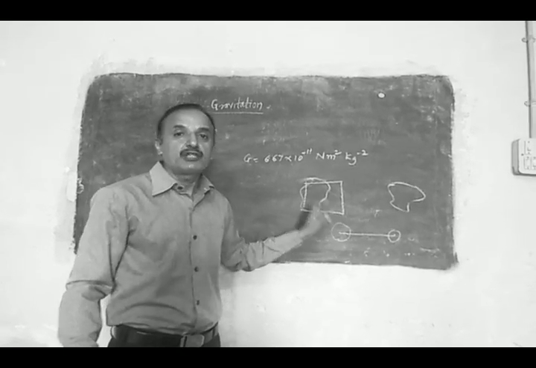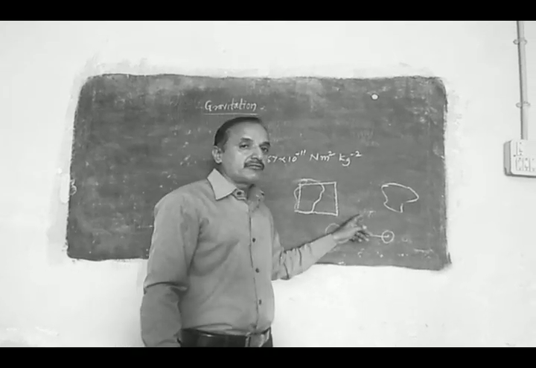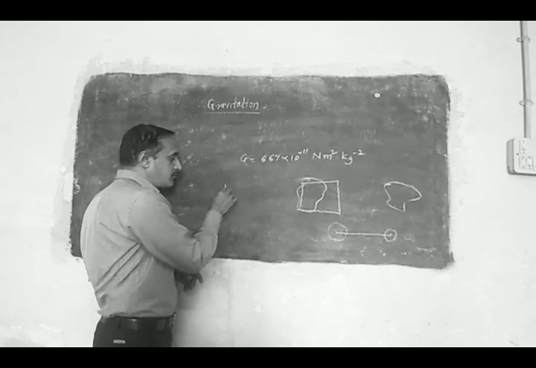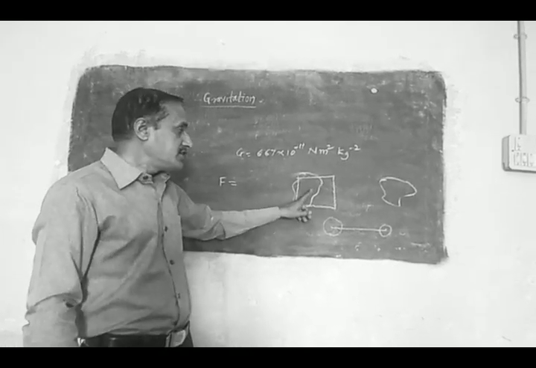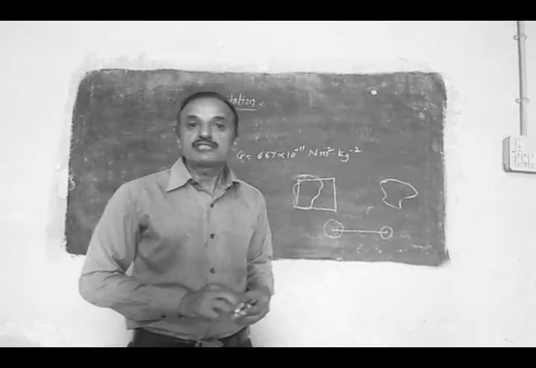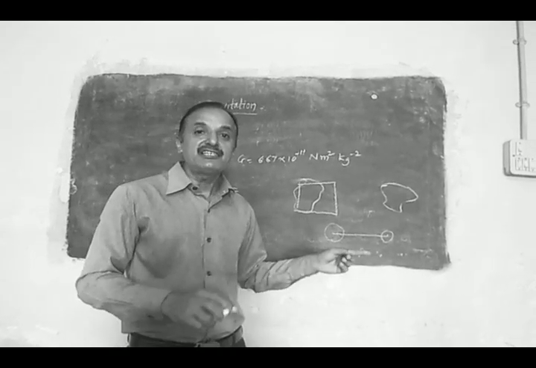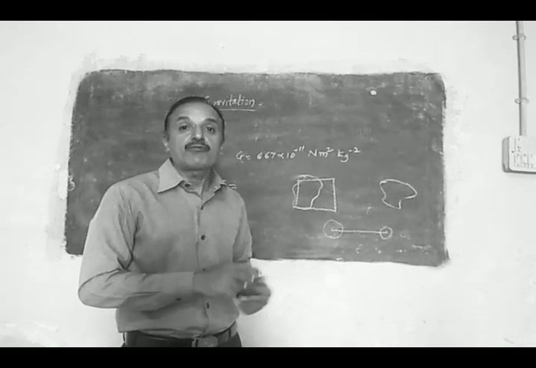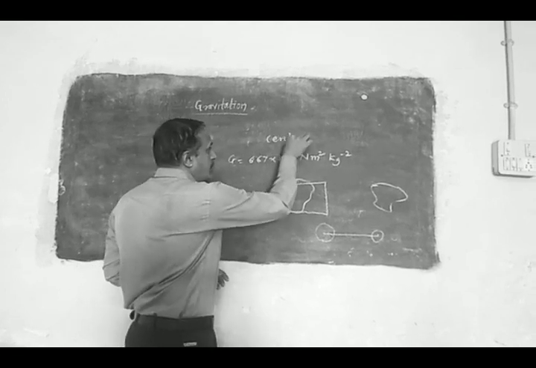How to apply the universal law of gravitation? When you apply Newton's universal law of gravitation to two objects that have different shapes, not spherical, then when you are finding the distance, we have to consider the center of mass.